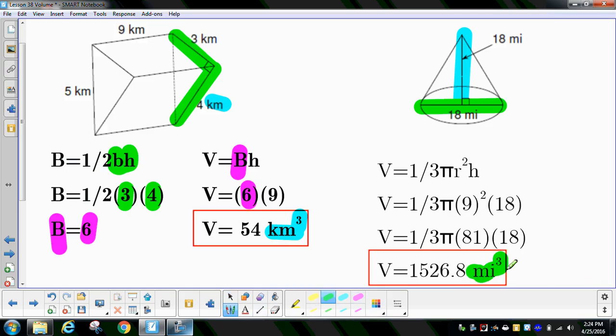So I did a couple examples. I wanted to show you the triangular prism. I want to show you making sure you're finding the radius. And we'll have some on all of the different types of 3D shapes. We'll do some practice in class on finding volume.